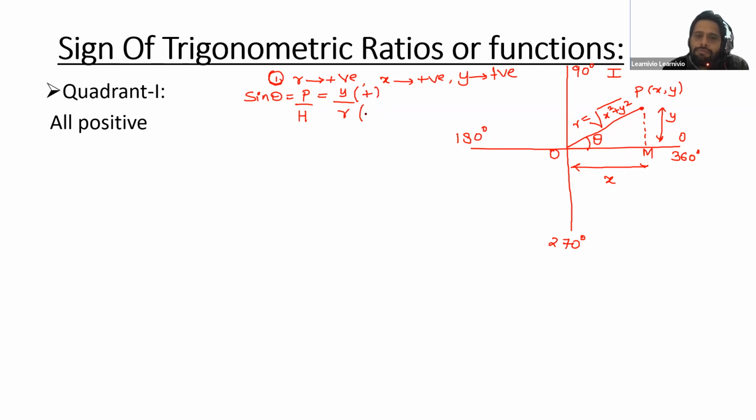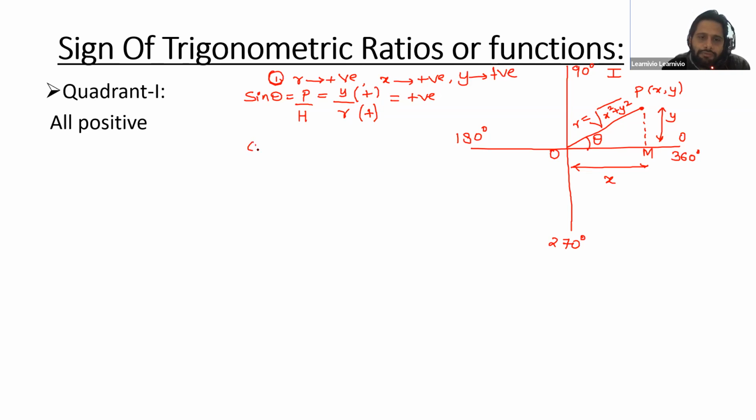And this R, is it positive or negative? R is also positive. So positive by positive, what will the sign be, positive or negative? Positive. Very good. Hutvika, is this clear? Sine theta is positive in the first quadrant. Yes, sir. Very good.